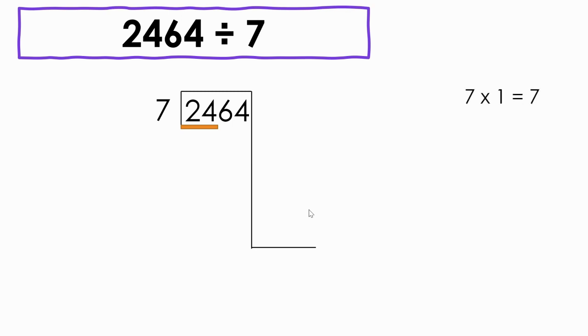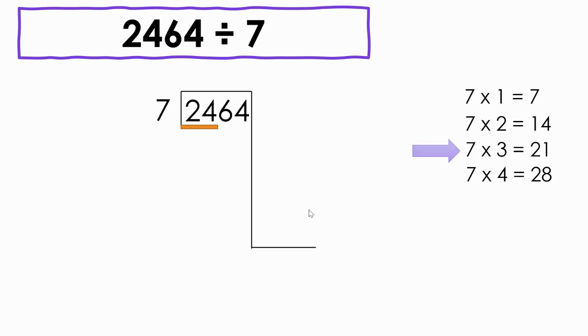7 times 1 is 7. 7 times 2 is 14. 7 times 3 is 21. 7 times 4 is 28. Ooh, 28 is too big. So let's go back and look at the third multiple of 7. We have 7 times 3 equals 21. So we're going to put a 3 on the right side. But remember, we're looking at 24 hundreds. So we don't want to multiply 7 times 3 ones. We want to multiply 7 times 3 hundreds.